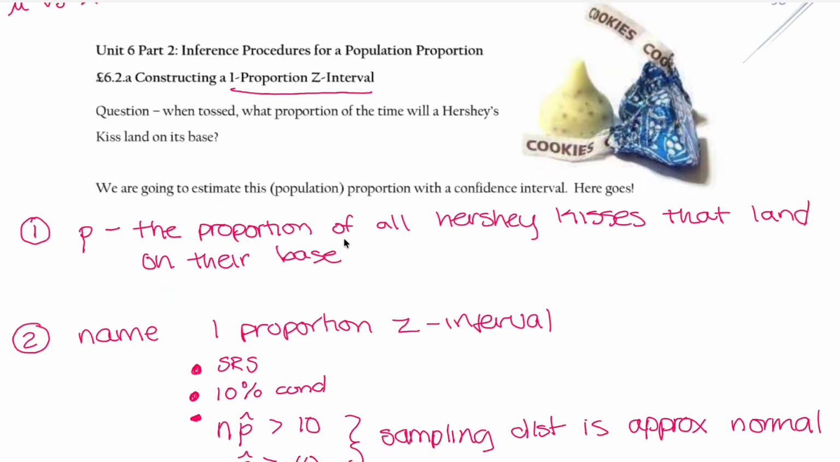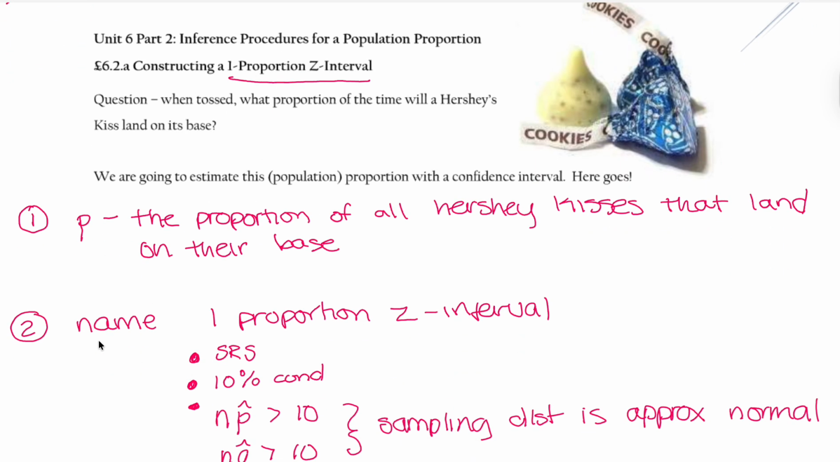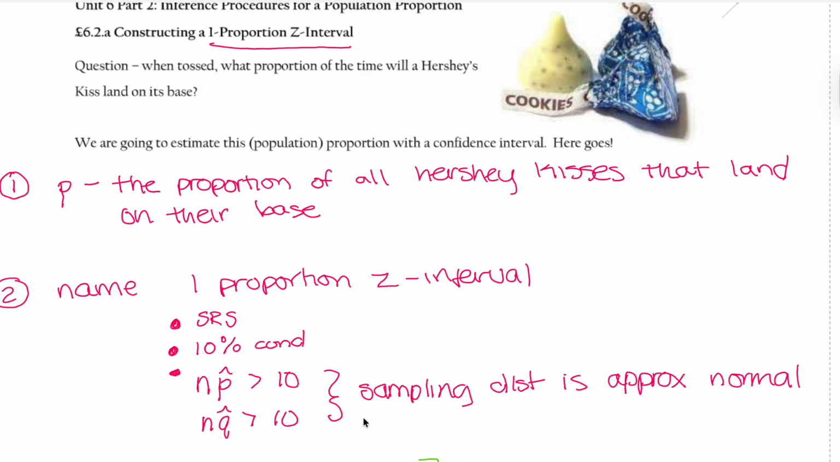Here we go. First, just as always, state what is p. P is the proportion of all Hershey's Kisses that land on their base. Second step, name the procedure. This is a 1 proportion z interval. And then checking the conditions. This is a simple random sample. We met the 10% condition. And n p hat and n q hat should both be greater than 10. Reminding you that these should be p hat and q hat, not p and q, because we're dealing with samples, not populations. And this concludes that the sampling distribution is approximately normal.